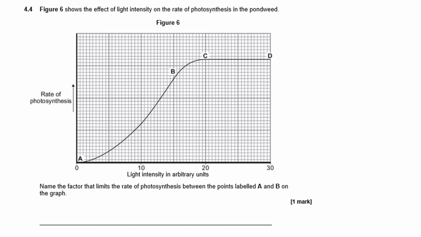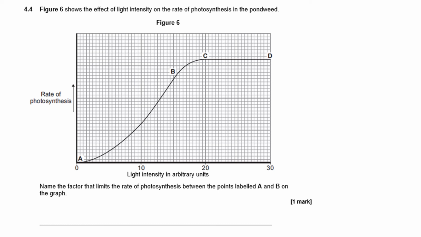So next question, figure 6 shows the effect of light intensity on the rate of photosynthesis in the pondweed. So we've got a graph here, a very familiar graph, where we have the rate increasing as light intensity increases, and then it's plateauing off at C. On the y-axis, we've got the rate of photosynthesis, and on the x-axis, we've got the light intensity in arbitrary units. You might come across the words arbitrary units, it's just sort of general units for it.